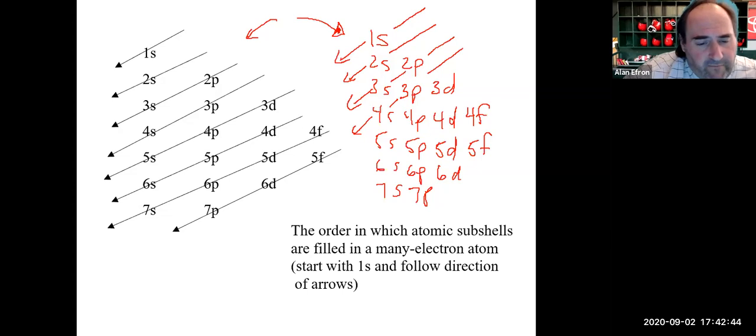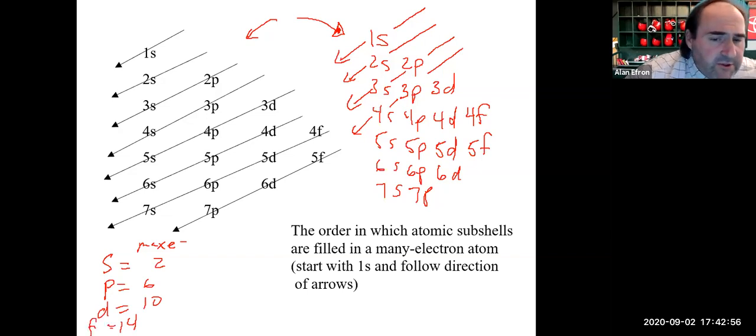And if you know that basically for s, the maximum electrons is 2, p is 6, the d subshell is 10, and 14 for our f's, you should be able to write any electron configuration that you would need to do. So let us take a look at how to write electron configuration.